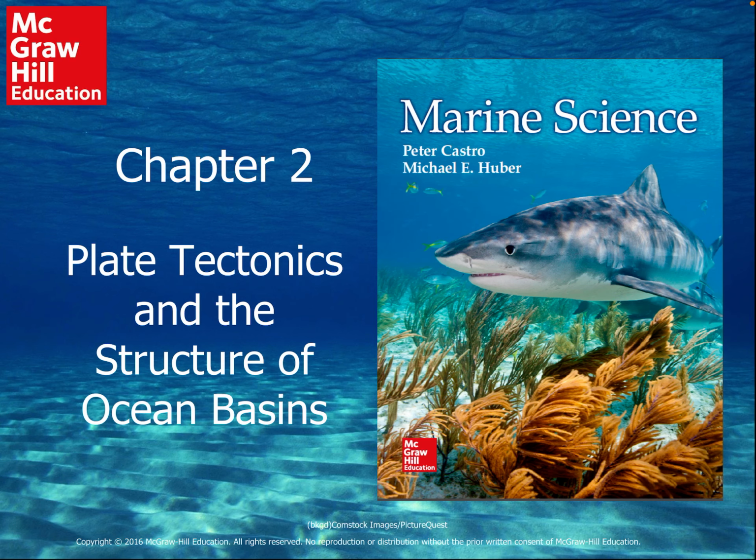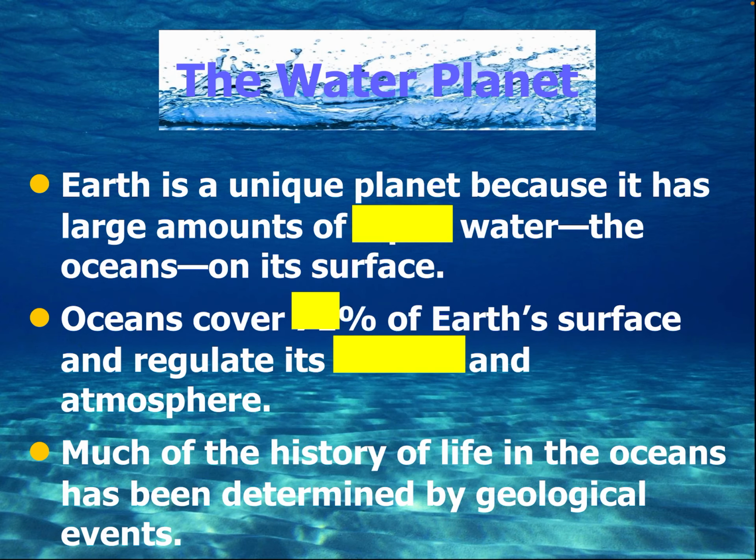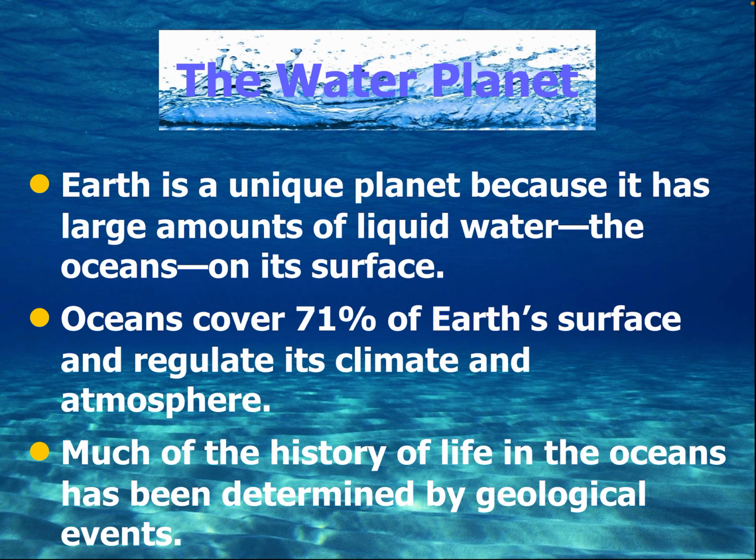Today we're going to start Chapter 2, Plate Tectonics and the Structure of Ocean Basins. Well, Earth is a unique planet because it has large amounts of liquid water, the oceans, on its surface. Because it's just the right distance from the sun, the oceans don't dry up, they don't freeze over, and they keep our planet at just the right temperature. Covering 71% of the Earth's surface, they regulate the climate and the atmosphere.